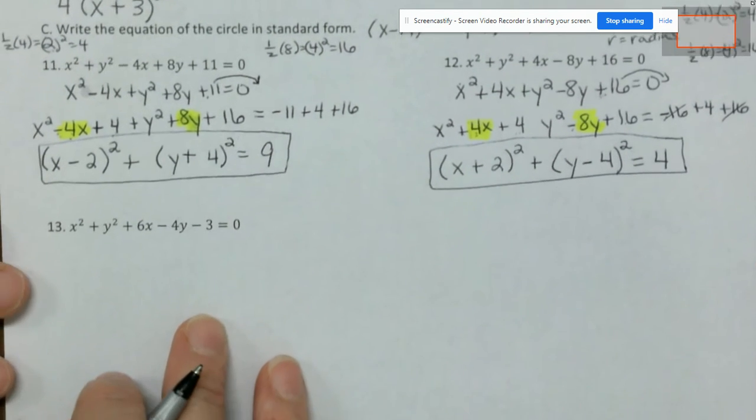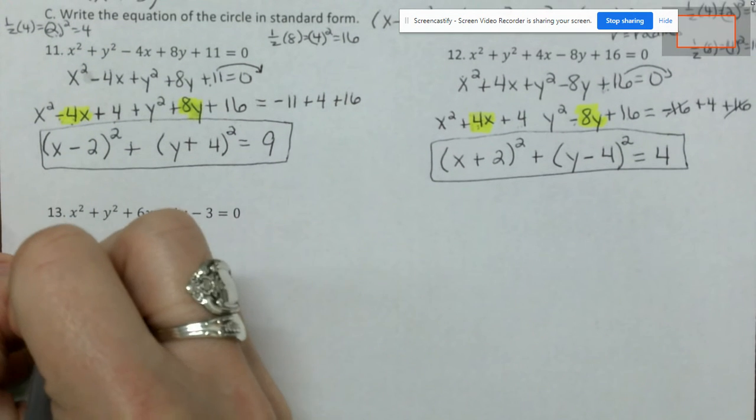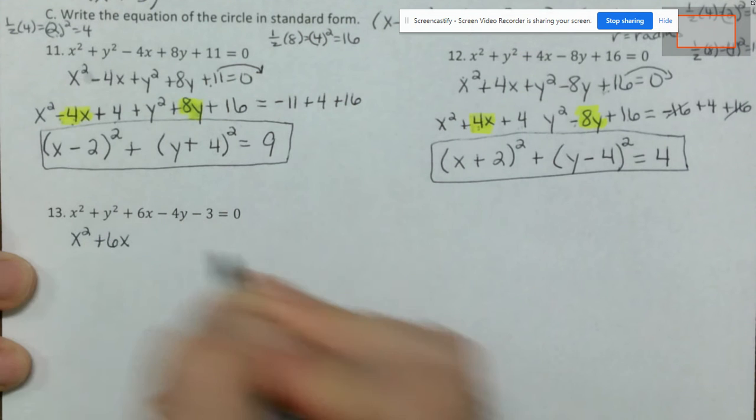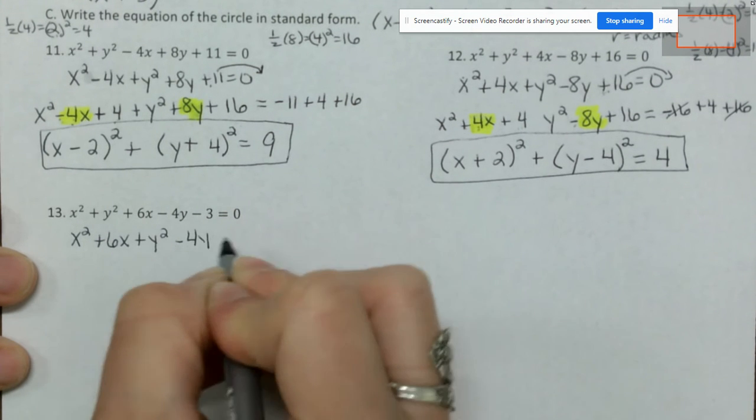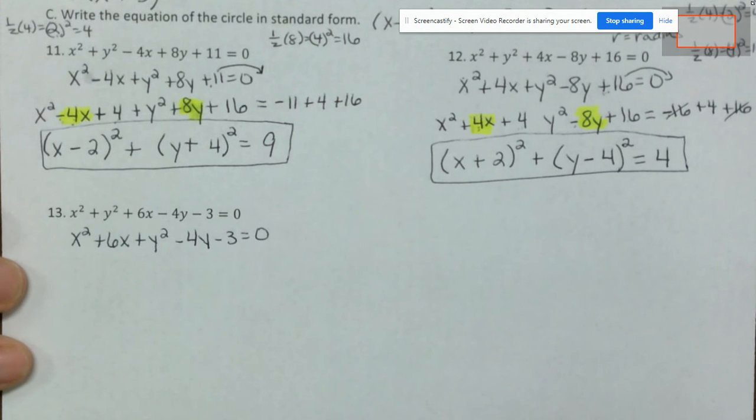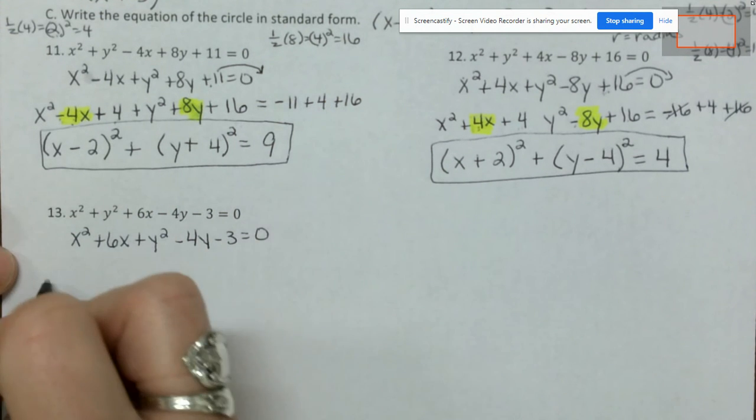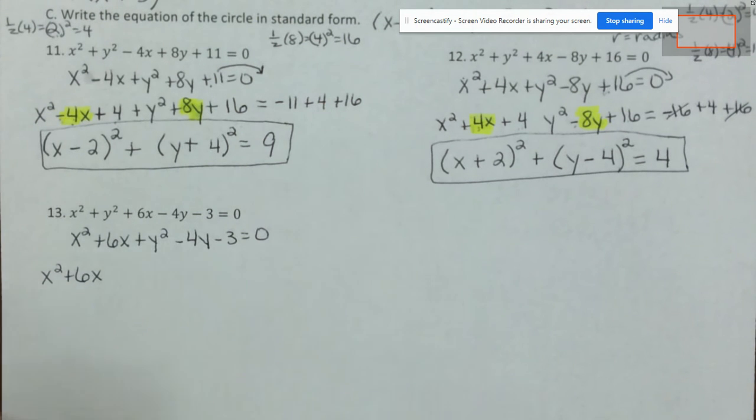Okay, let's see how you did on this one. First thing you need to do is put your x's together. X squared plus 6x. Then put your y's together. Plus y squared minus 4y minus 3 equals 0. Okay, now we're going to write down x squared plus 6x, and we need to figure out what to add.